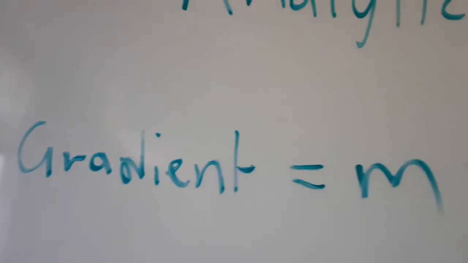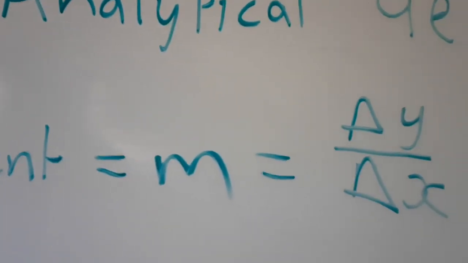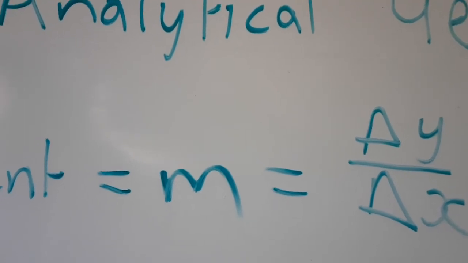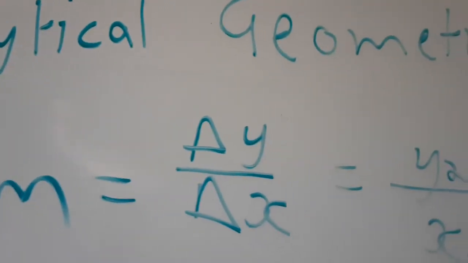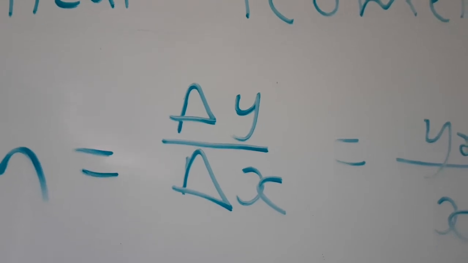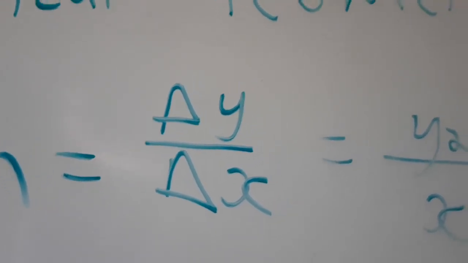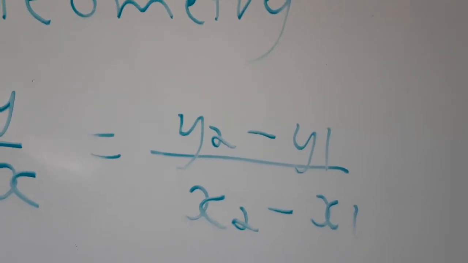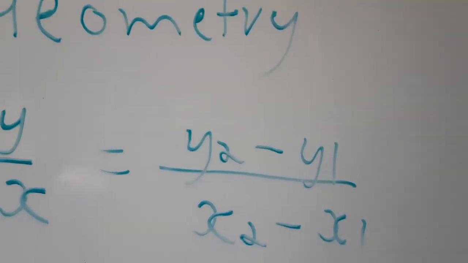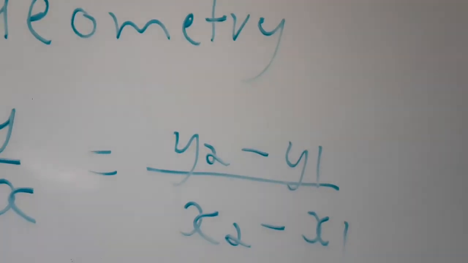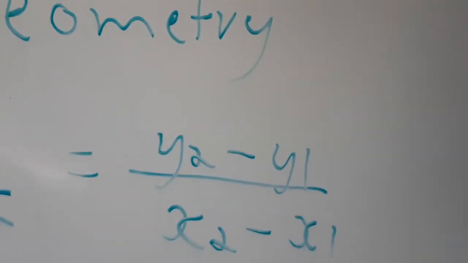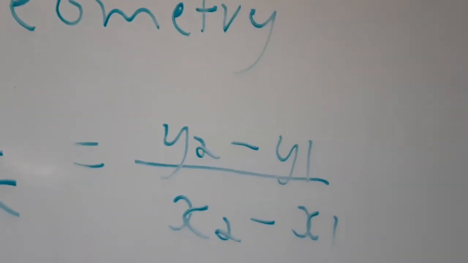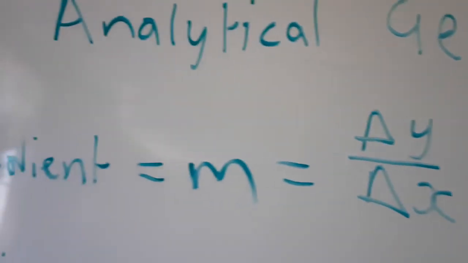So we have the gradient formula, which is shown by m. The sign m gives you your gradient, which is equal to your change in y over change in x. So which is equal to y2 minus y1 all over x2 minus x1. So it is the difference in the values of y over the difference in the values of x, right? In your line, in your coordinates, right? Then it gives you a gradient.